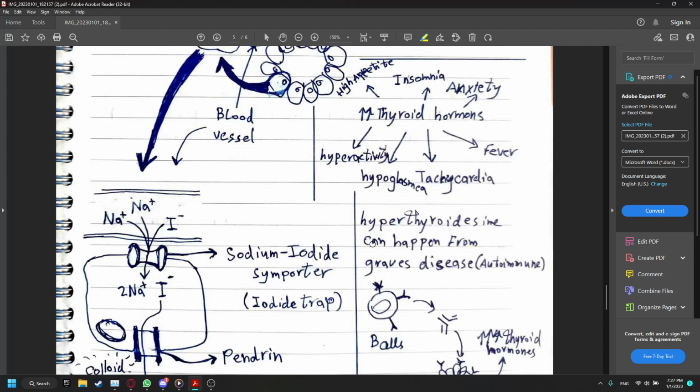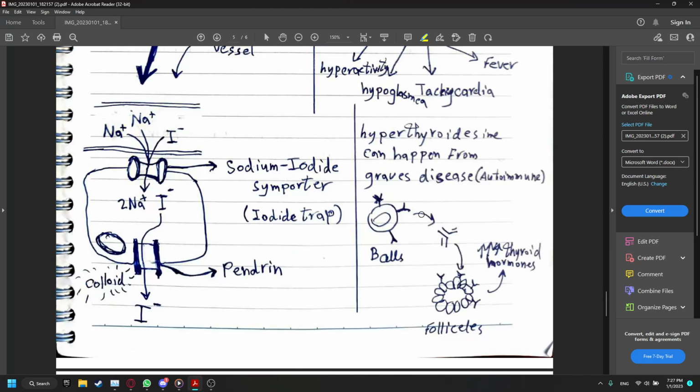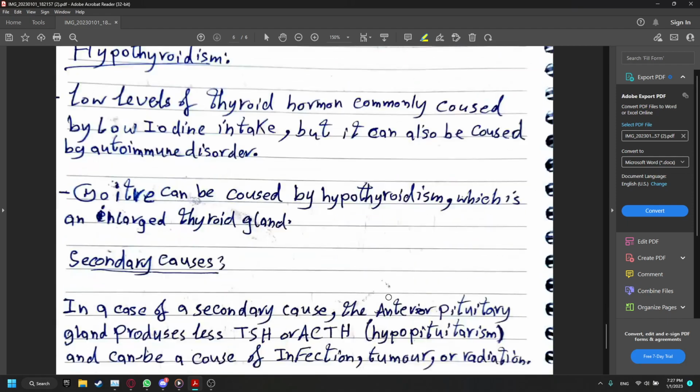Hyperthyroidism can happen from Graves' disease. Graves' disease is an autoimmune disorder where B cells produce antibodies that bind to the follicle cells here, which stimulates the production of thyroid hormone.